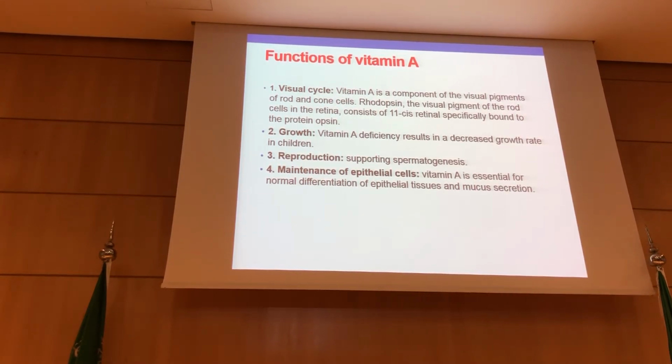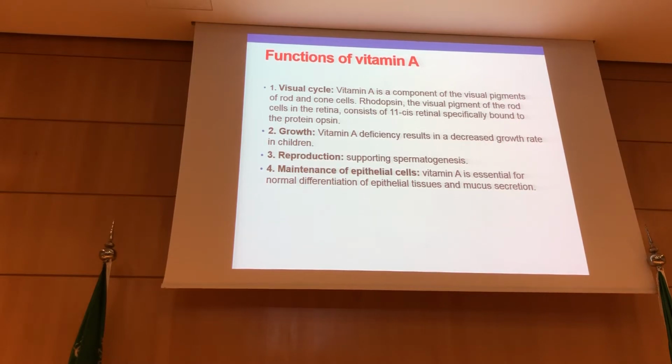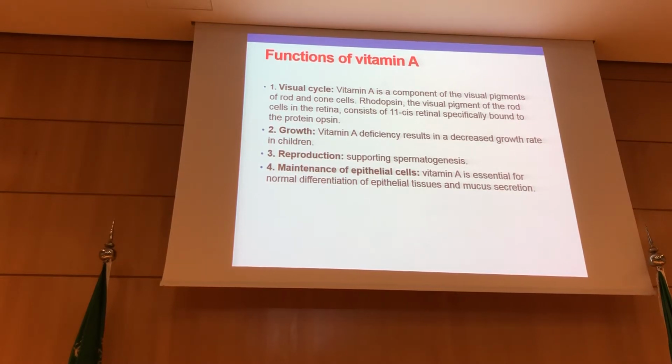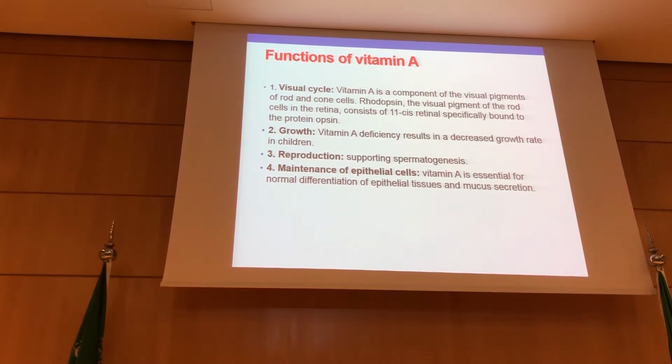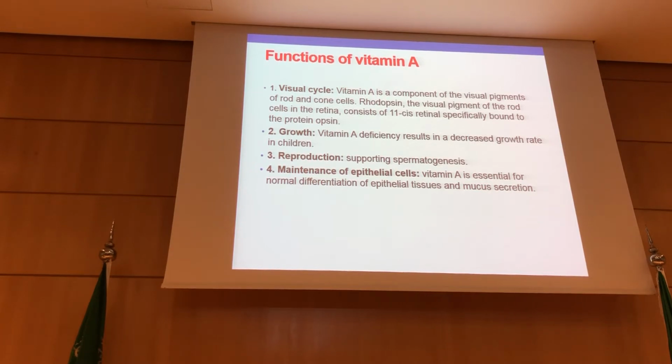Now, another function of vitamin A is growth. Vitamin A deficiency may cause a decreased rate of growth in children. Reproduction, because it supports spermatogenesis, and also vitamin A has a role in the maintenance of epithelial cells, because it stimulates, as I'll show you, the differentiation of epithelial tissue and mucus secretion.